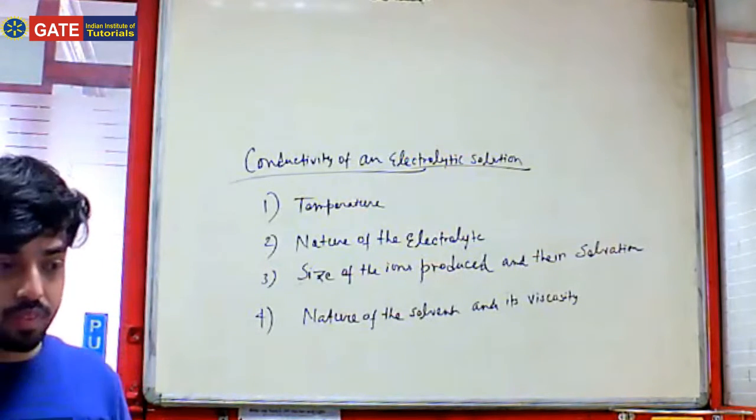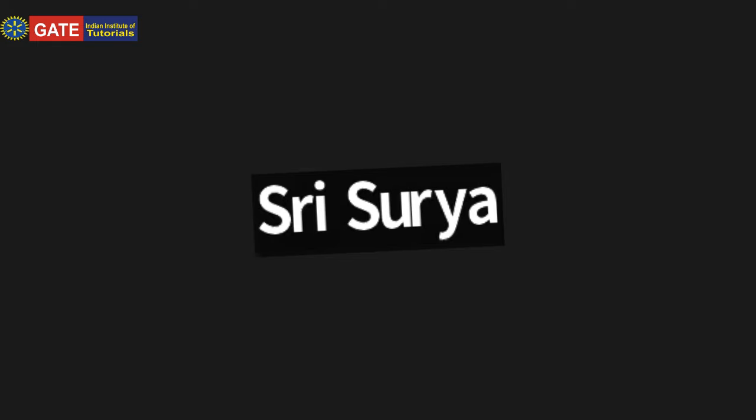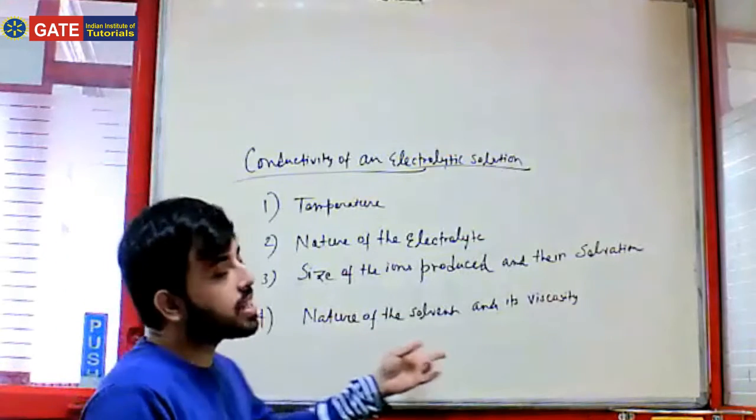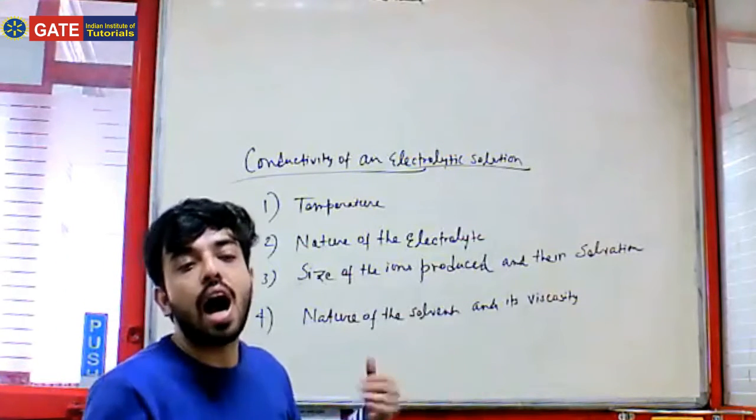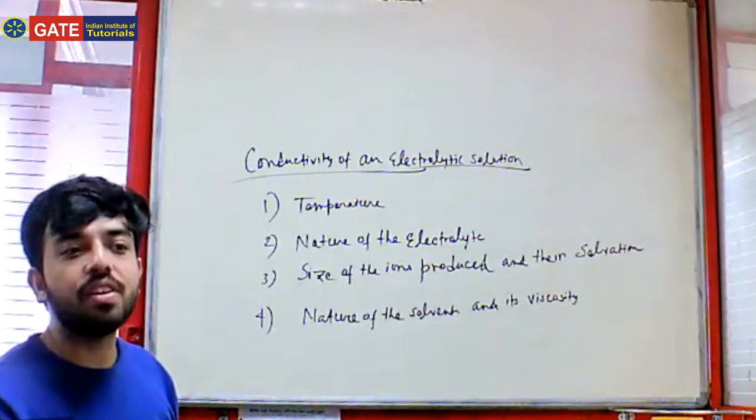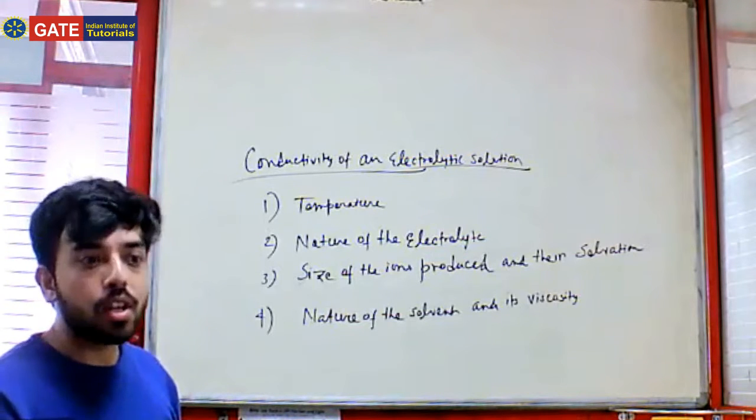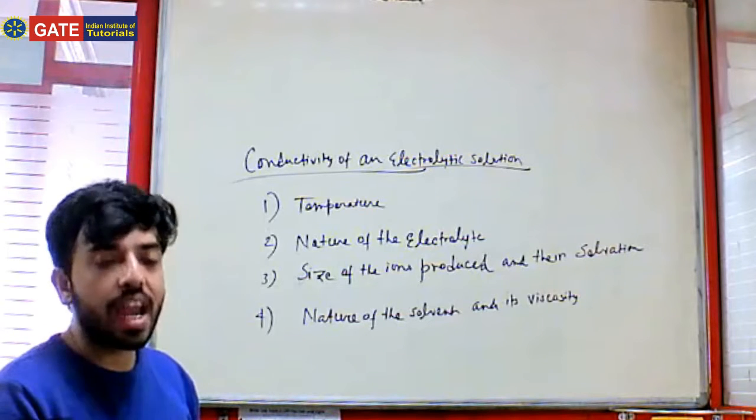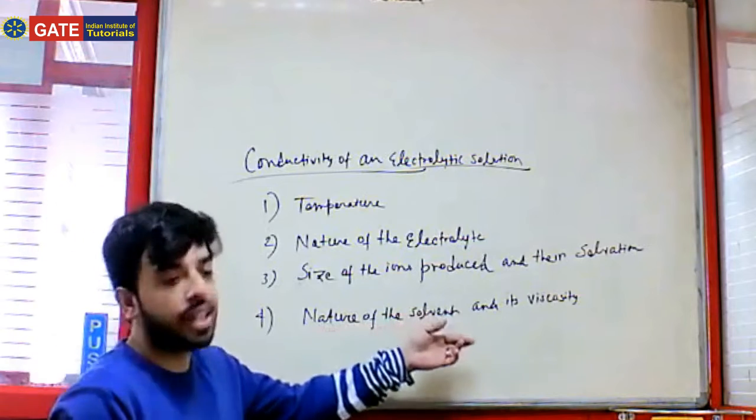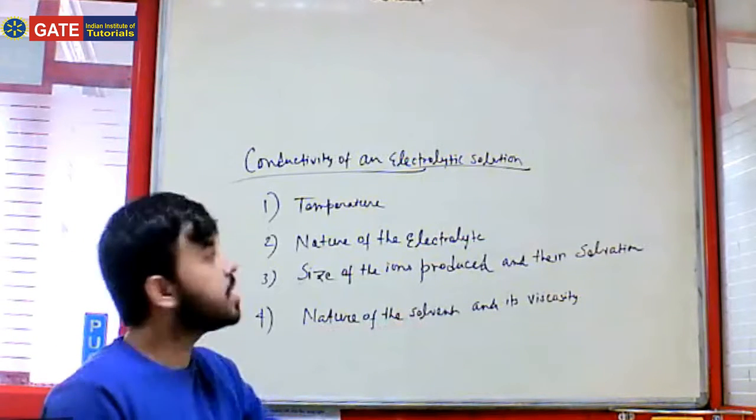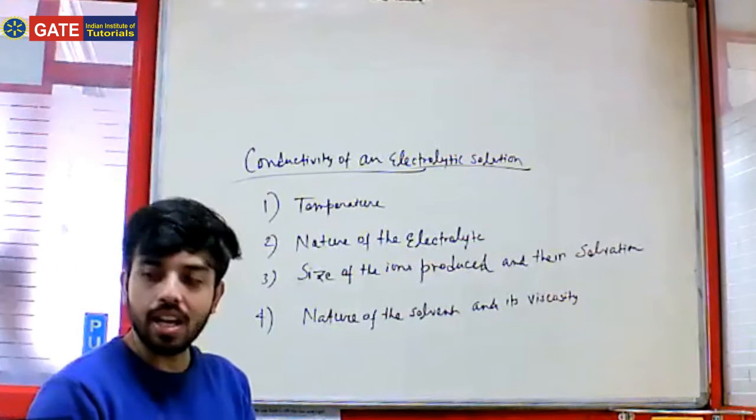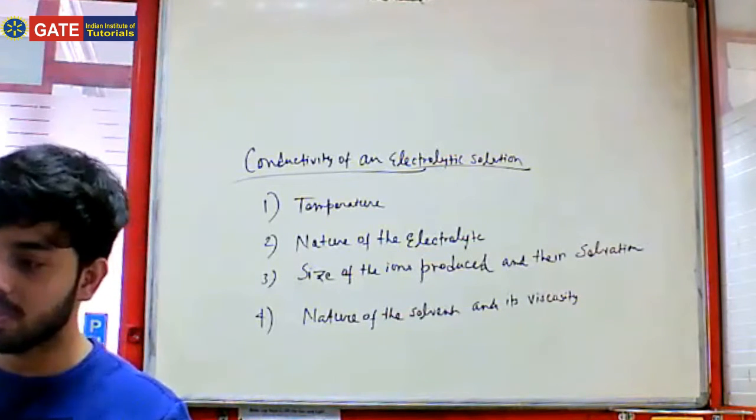Can you repeat the nature of the solvent and its viscosity again, sir? Yes, obviously. Suppose this is a highly viscous solvent. In a highly viscous solvent, movement of the ions will be less and conductivity will be less, because a viscous solvent cannot flow fast. If it is viscous, ion movement will decrease, and decreased ion movement means conductivity will be lower. Is it clear now? Yes, sir. Thank you, sir.